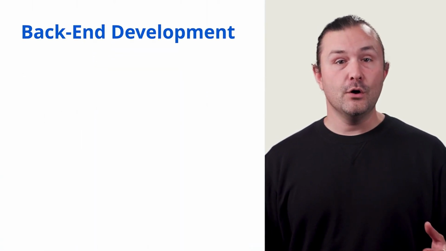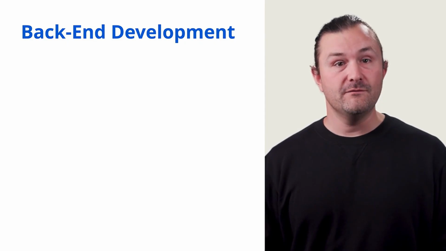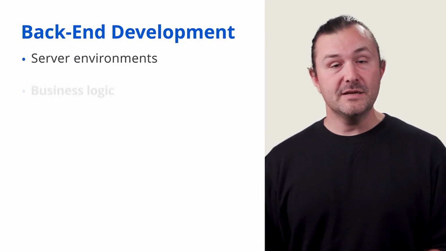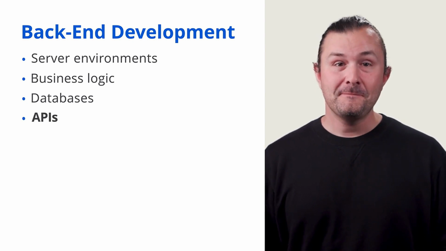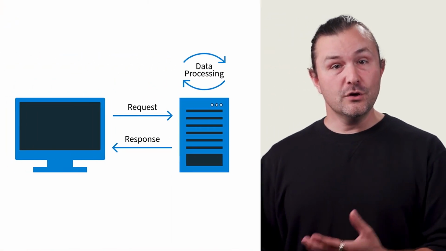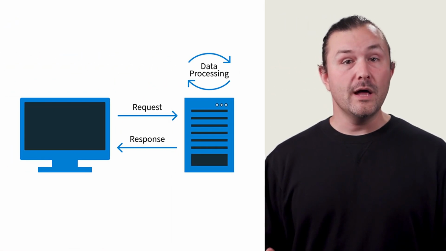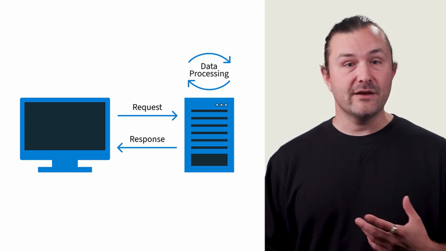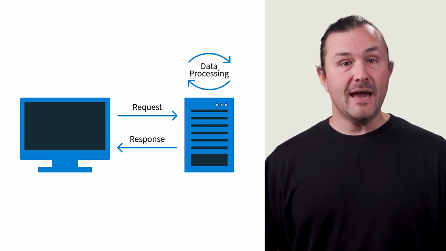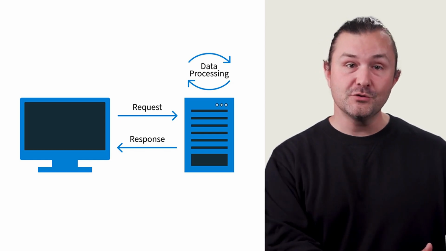Backend development involves the server-side aspect of web development, focusing on server environments, business logic, databases, and API creation and integration. Let's begin our exploration of backend development by understanding how to set up a server environment. A server environment is where your backend code runs. Think of it as the engine room of your application. It handles everything from processing requests to managing data and sending responses to users.